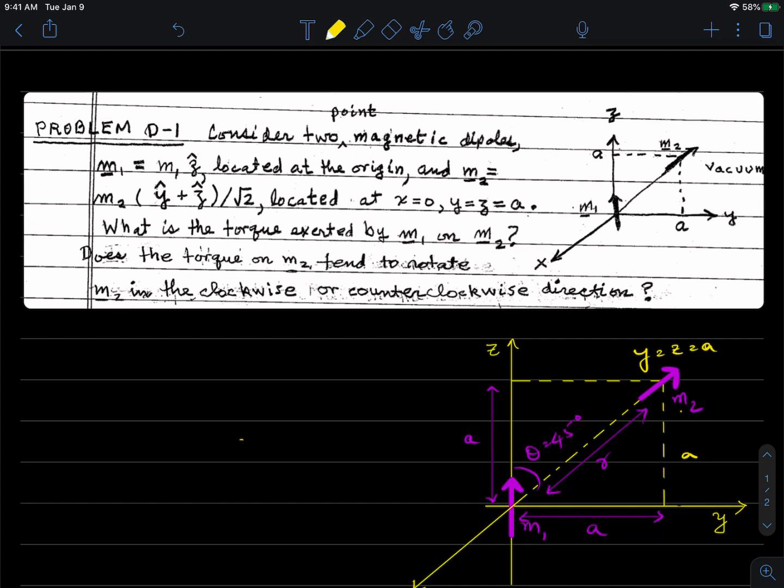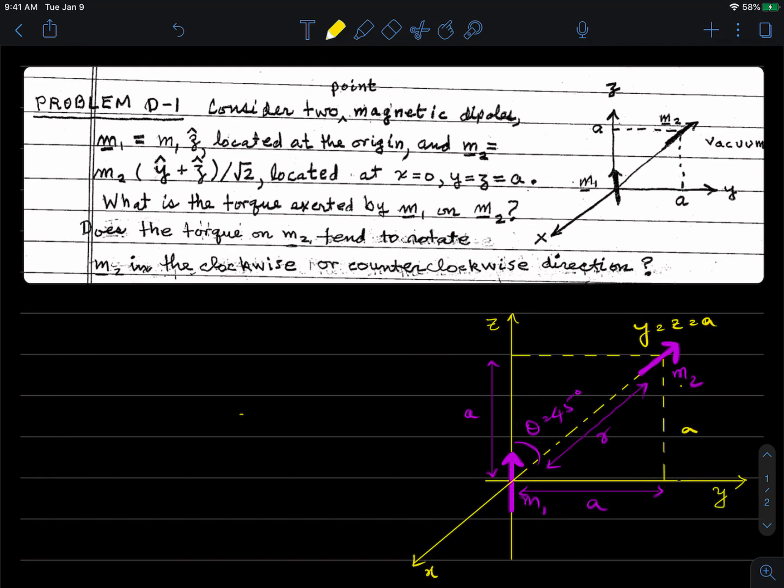Hello everyone, today I'll be solving or giving hints to the first problem in assignment D. So the first problem reads as follows. Consider that there are two magnetic dipoles, one located at the origin, the other located at y equals z equals a.